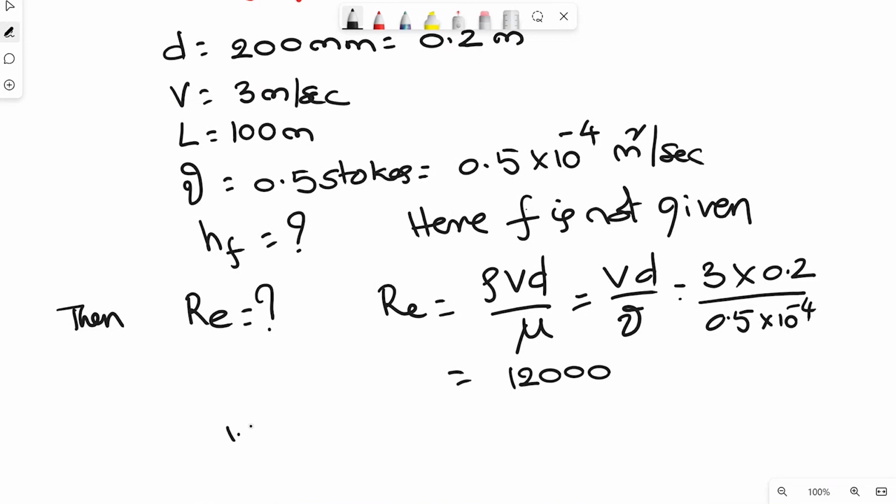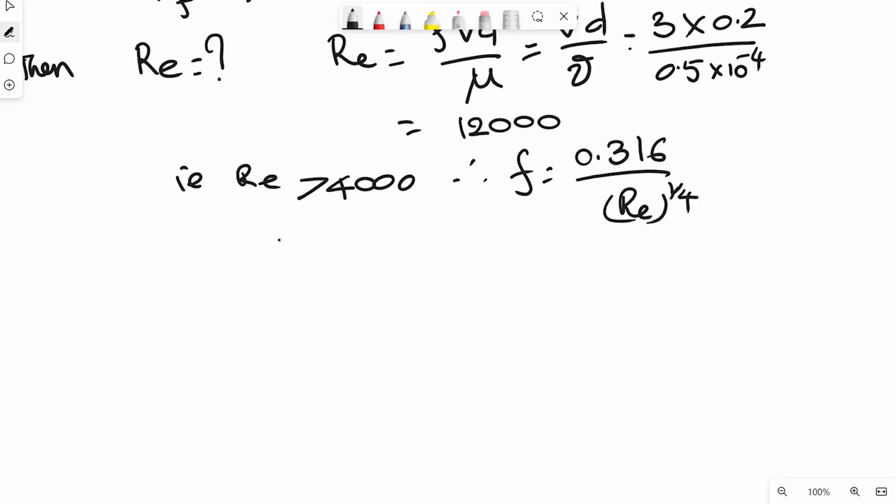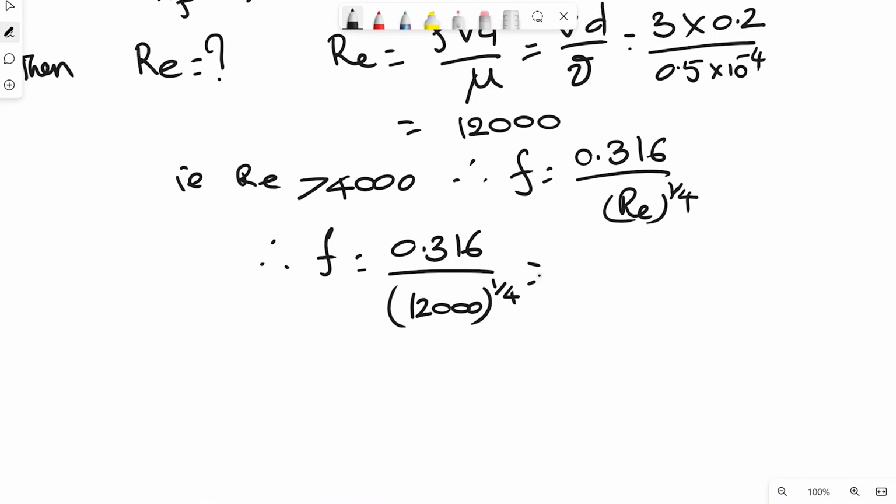That is, Reynolds number greater than 4,000. Therefore, f is equal to 0.316 divided by Re to the power of 1 by 4. Just now I have given the equation to you. Therefore, f is equal to 0.316 divided by 12,000 whole to the power of 1 by 4. If I calculate f, I am getting it as 0.03.